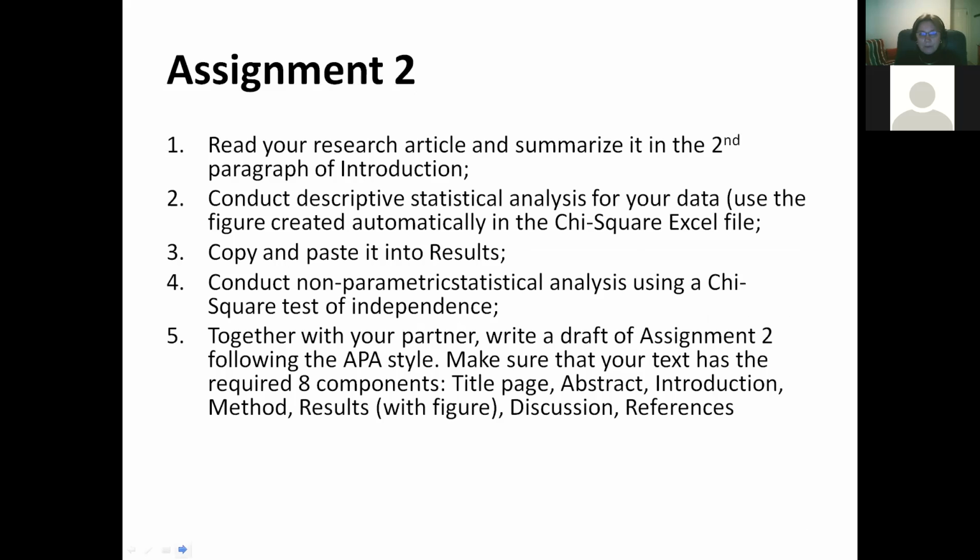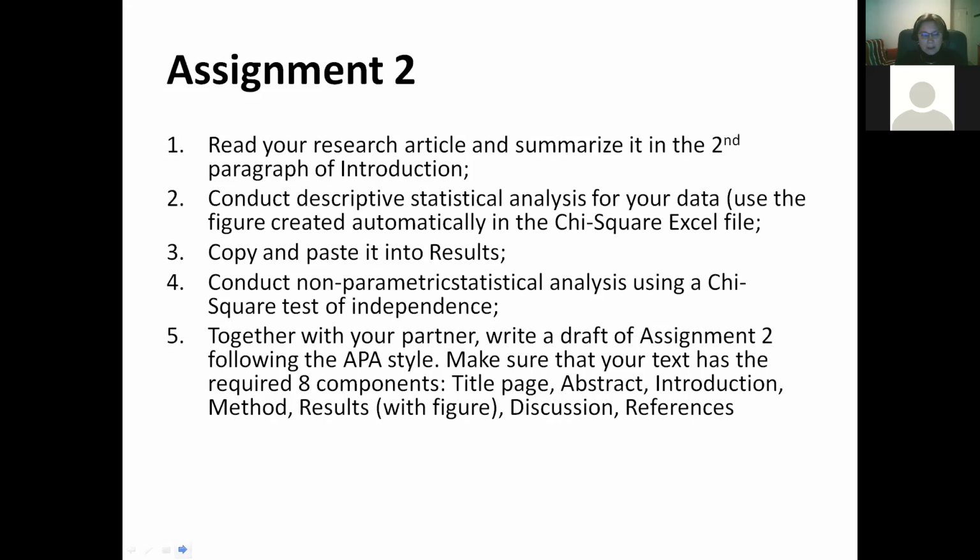Don't forget that you need to read your research article and summarize it in the 2nd paragraph of the introduction. Your research articles are different. For some people, they are the same because your topics are the same, and that's, again, not a problem. So talking about this paragraph is a little inconvenient because everybody will have different research articles, but it has to be in the second paragraph of your introduction, which, remember, should have 3 paragraphs or more if you need more.